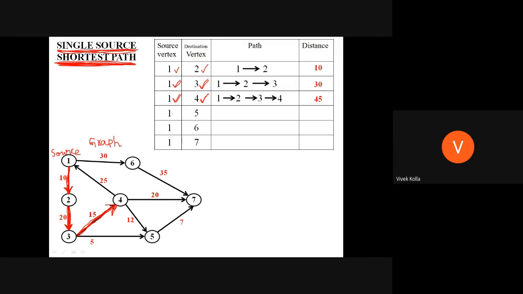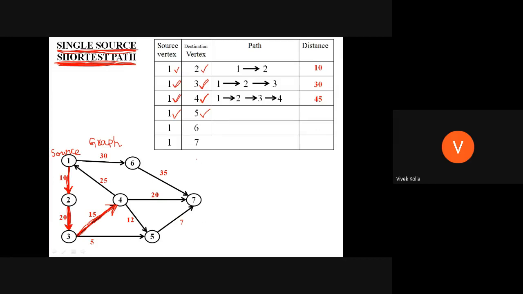Now our source vertex is 1, destination vertex is 5. Is there any path from source vertex 1 to destination vertex 5? Yes, there is a path. Second question: is it a single path or a multi-path? It is not a single path, it is multi-path.